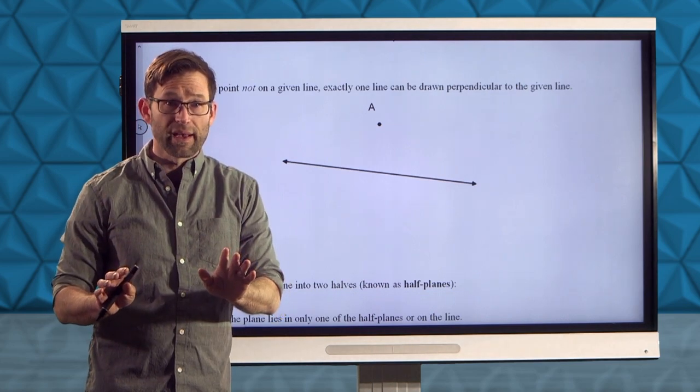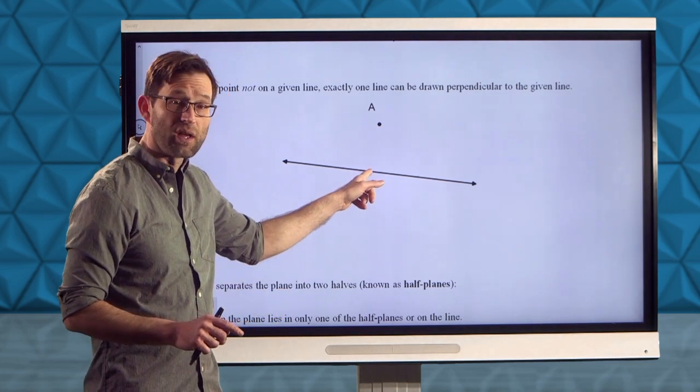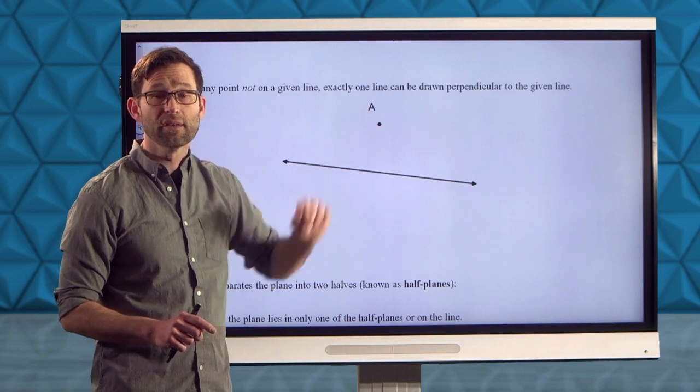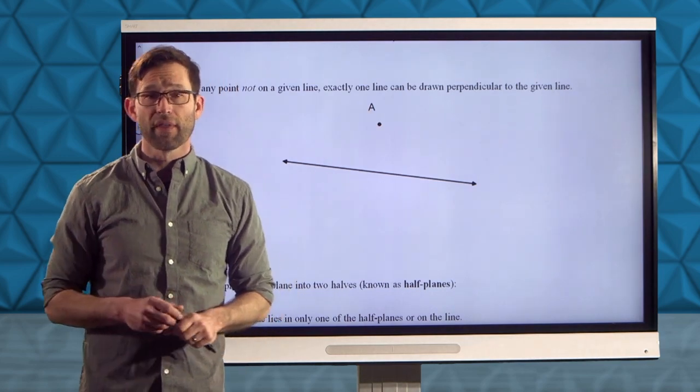A little different from the last one, right? The last one was that the point was actually on the line. Here, the point isn't on the line. So play around with that one a bit.